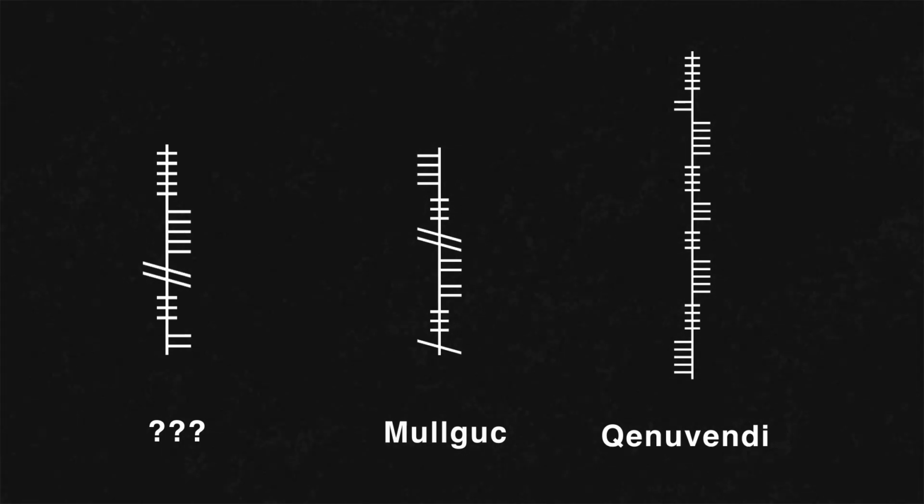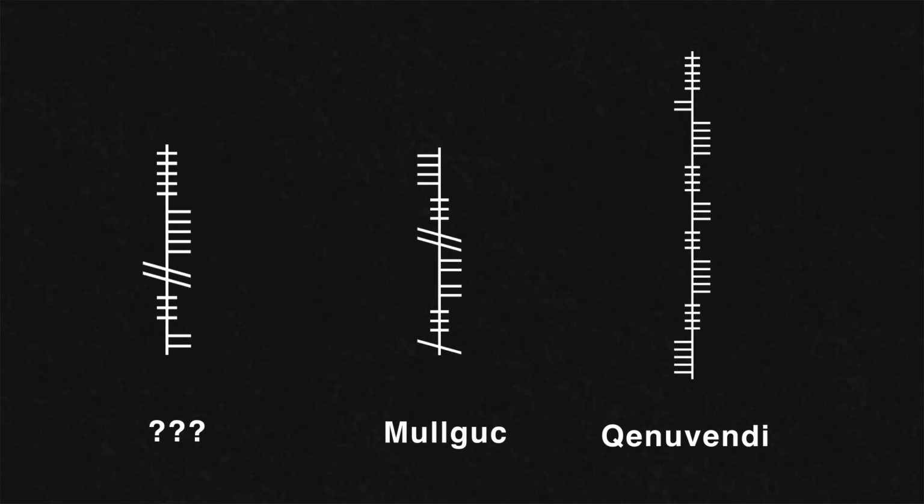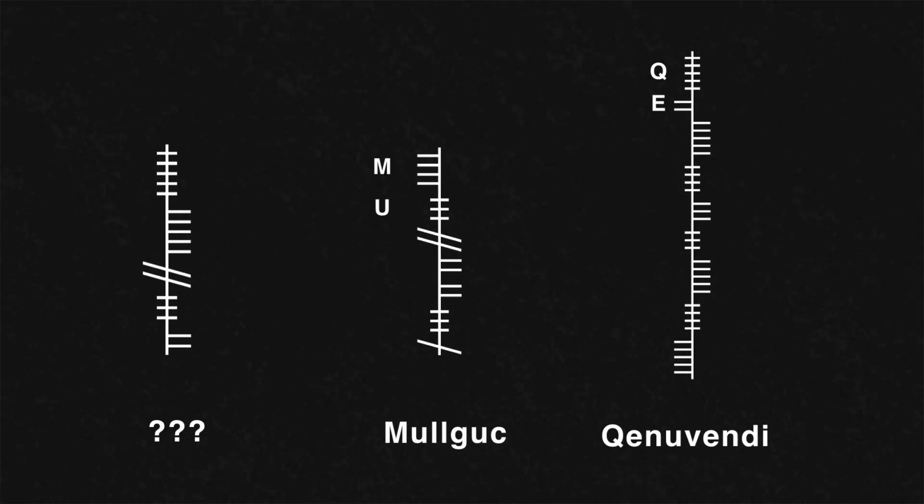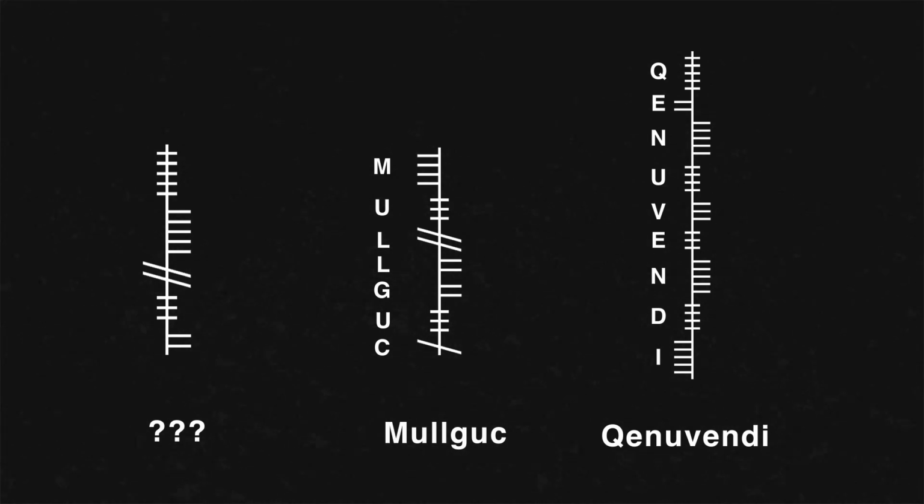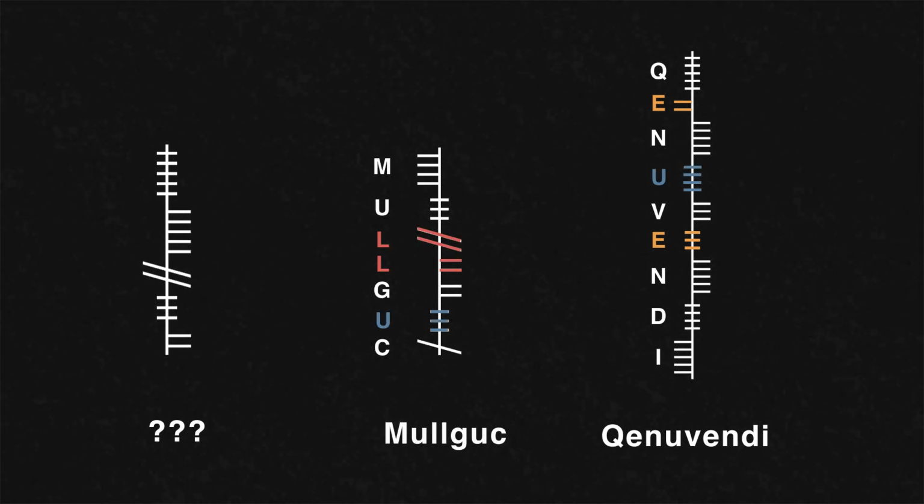Can you decipher it? This is a good time to pause the video. From the previous puzzle, we know that the letters in the name correspond to the markings on the stone. And in this one, we need to find how they correspond. First, you might think of matching the symbols by going from top to bottom, but something doesn't add up. There are certain letters that repeat in both names. There are 2 E's in Kennevendi, 2 L's in Mulgach, and the letter U can be found in both names. So those symbols would need to be the same.